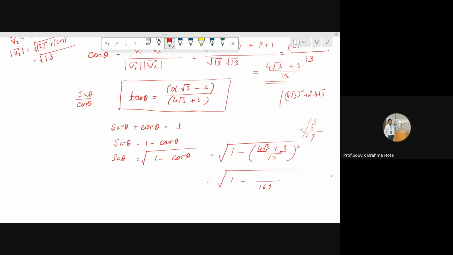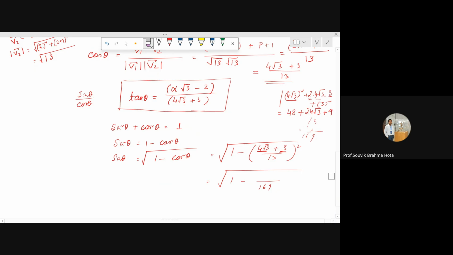A square means (4 root 3) whole square, plus 2 into a, which is 4 root 3, into b, which is 3, plus b square, which means 3 square. So 4 square is 16, 16 into 3, 48. Plus 2 into 4, 8, 8 into 3, 24, so 24 root 3, plus 3 square is 9.